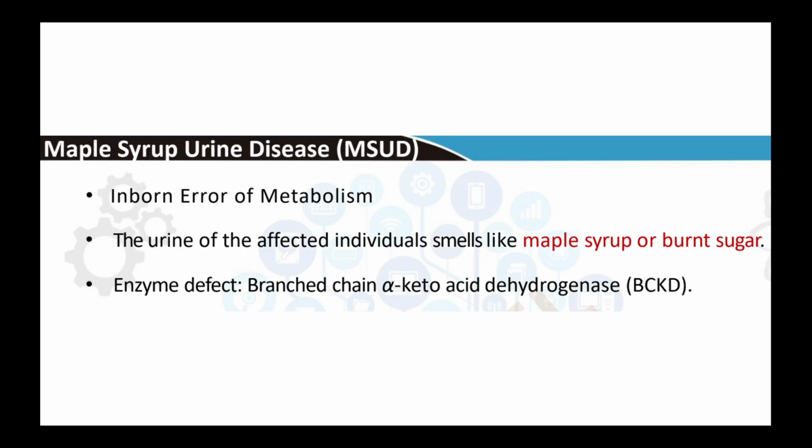So it has a sweet smell to the urine because the enzyme that is defective in this case is branch chain alpha keto acid dehydrogenase. This leads to alpha keto acid accumulation in the urine, which gives the sweet smell to the urine, like maple syrup or burnt sugar, a caramel-like smell. Okay.